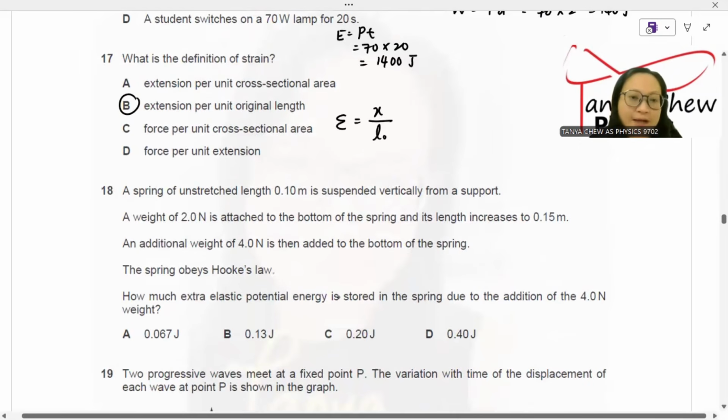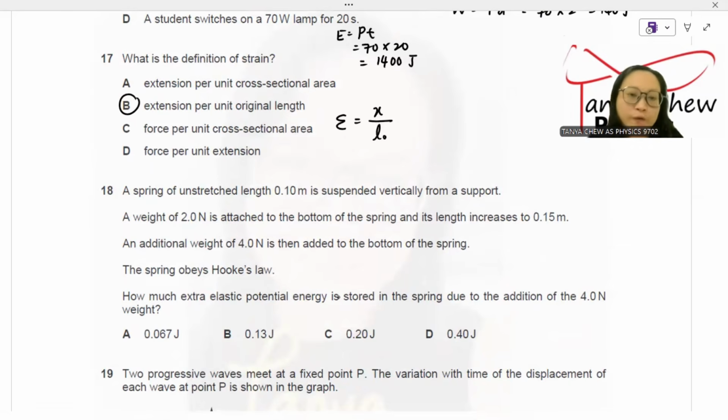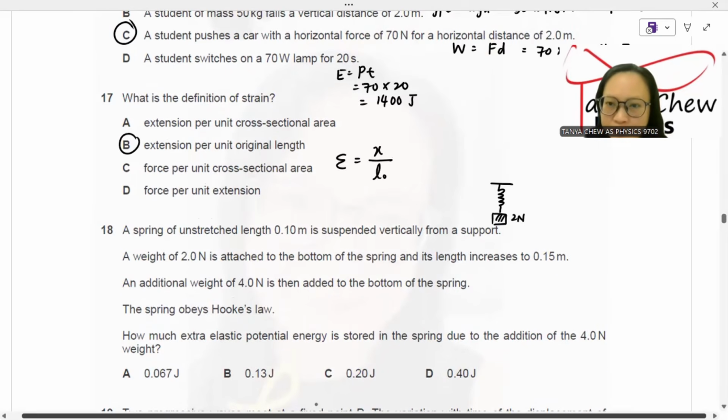Number 18, a spring of unstretched length 0.1 meter is suspended vertically from a support. A weight of 2 Newton is attached to the bottom of the spring and its length increases to 0.15 meter. And then after that, additional weight. Okay, so I would write about this spring first. 2 Newton, right? Additional weight after that is added to the bottom of the spring. The spring obeys Hooke's law. How much extra elastic potential energy is being stored in the spring due to the addition of the 4 Newton weight? So from here, I am going to find the spring constant first.